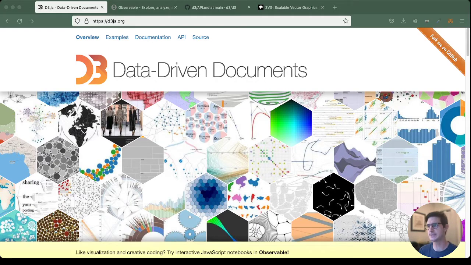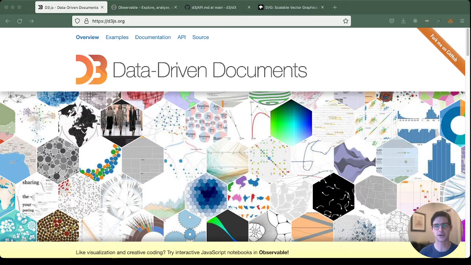So what is D3? D3 stands for data-driven documents. It is a low-level JavaScript library used to create data visualizations on the internet. It powers a lot of the charts and visualizations you see as you're browsing through websites. It was created by a fellow named Mike Bostock when he worked at the New York Times.